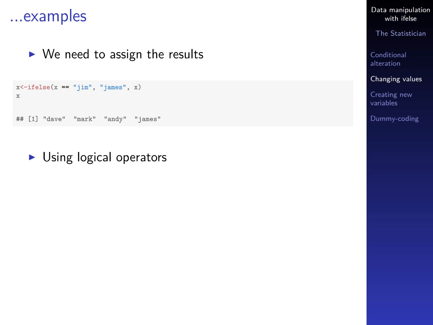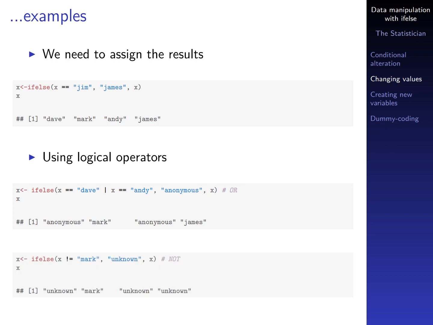Now you can use other logical operators than equal. Here I'm using OR. If the value is either Dave or Andy, then the new value is anonymous. Otherwise, the value will remain the same. Here I'm using not. So, if the value is something else than Mark, that is, it is not equal to Mark, then it's unknown. And if it is Mark, then it's Mark.